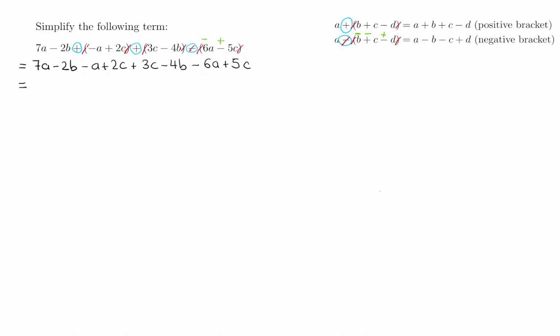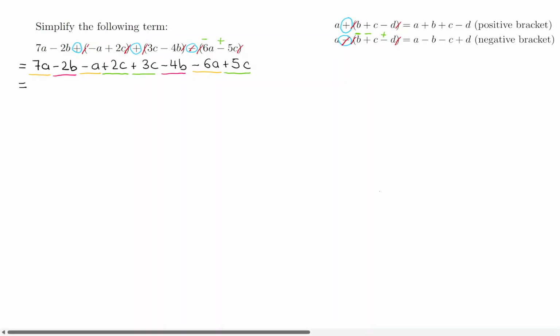I always deal with that by marking the same with the same color, so I don't get confused. So we have 7a, then I just continue. We have here a minus a, and we have here a minus 6a. That's it for the a's. Then I continue with the b's. We have minus 2b's, we have minus 4b's, and that's it for the b's. And now for the c's, we have plus 2c's, plus 3c's, plus 5c's. That's it for the c's.